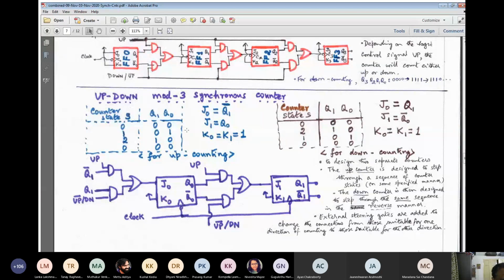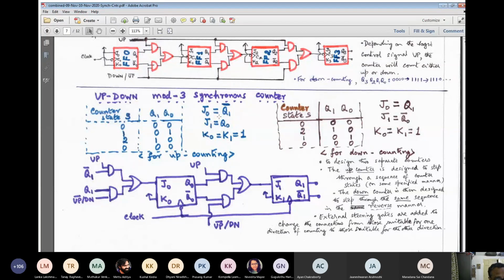Suppose you decide to have 00, 01, 10 in your prescribed state assignment table. The same states will be there but in the reverse direction. So if the present state is 00, next it will be 01, then 10, and next 00 returns. Here however you start with 00, then you go to 10. That's what I have written here. If the present state is 00, next it will be 10, next 01, next again 00. So it will return. The modulus of both counters is 3. This is for the down counting, and this is for the up counting.